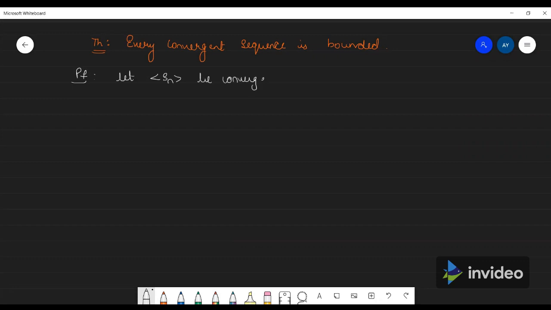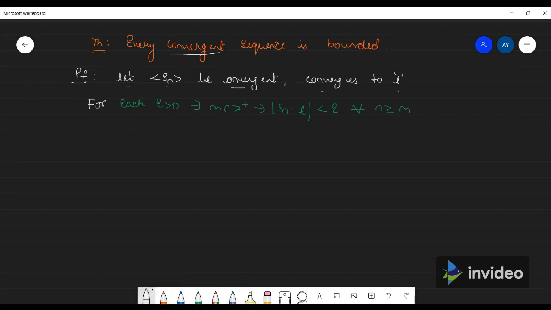What is convergent? If there exists a limit. So this converges to some limit L. I repeat, whenever there exists a limit of a sequence, then it is said to be convergent. So I'm assuming the sequence Sn is convergent and converges to L. Now write down the definition: for each epsilon greater than 0, there exists a positive m such that |Sn minus L| is strictly less than epsilon for all n greater than or equal to m.